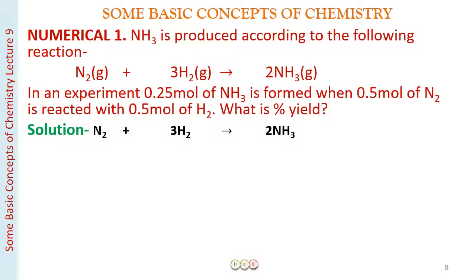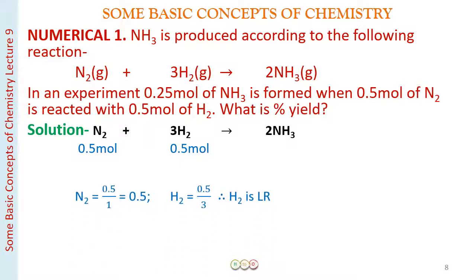So your work would be, first of all, to write the reaction. If it is not balanced, then balance the reaction. Then write the given moles of the reactants. In this case, it is nitrogen being 0.5 mole and hydrogen also 0.5 mole, right? And now what are you going to see? Yes, you are going to check which of them is the limiting reactant, if it is the case, right?